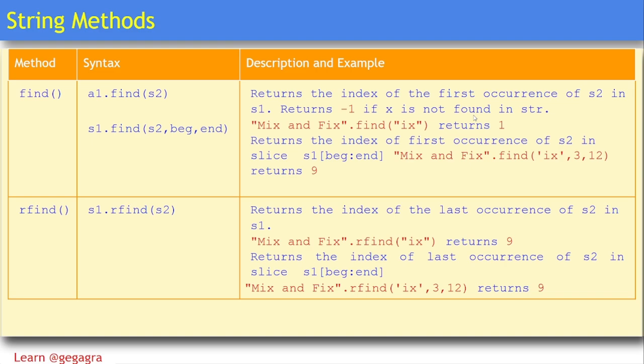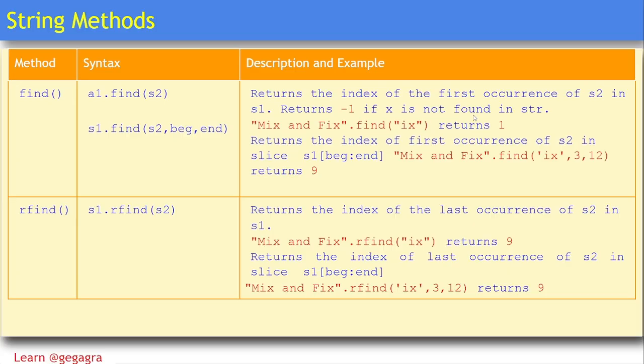So over here, if you look at mix and fix, this is a string and I want to find the index of ix. When I apply the find method, if you look here, this index is 0, and ix begins from index number 1. Since it returns the first occurrence of the substring, the first occurrence is at index number 1, so on index number 1 ix is available.